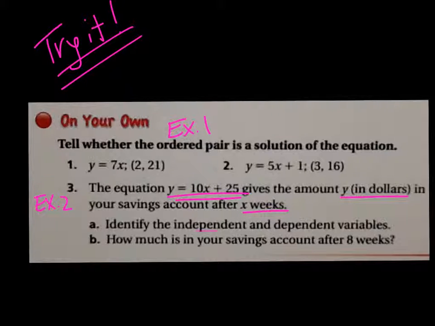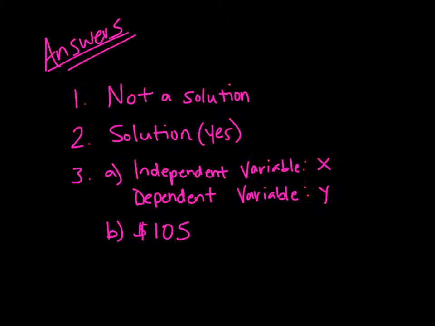We're identifying the independent and the dependent variables. And then it gives you the number of weeks that they're talking about. So plug all that in, get your answers, take your time and do them, and your answers will be on the next page. And here are the answers for 1 through 3. Number 1 was not a solution. Number 2 was a solution, or yes. And then for number 3, the independent variable was the x, and the dependent was the y. And then part B was $105. And you're done.